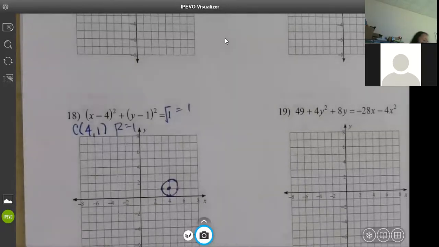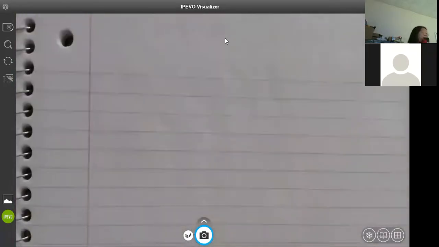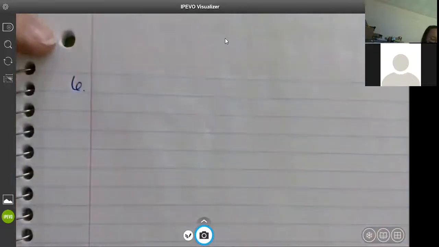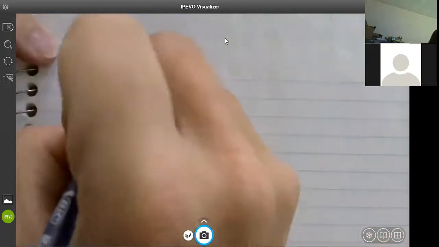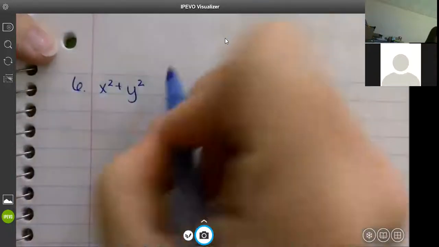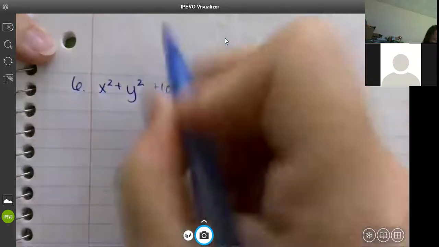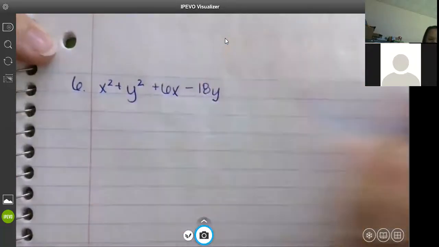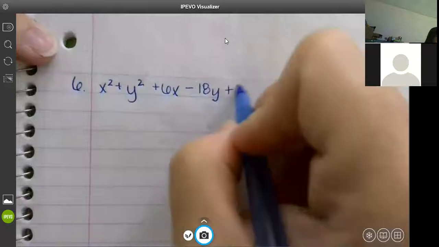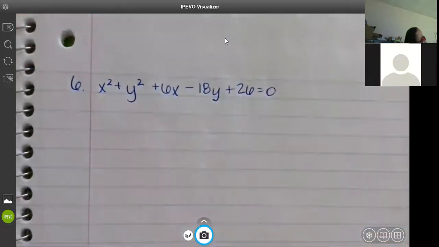Okay. So we're going to go back to the first page and we're going to look at how to write this. The very first thing you have is standard form, and this is not in standard form. It's a jumbled mess. So on number 6, x squared plus y squared, you do not have to write this down because it's the problem on your paper, plus 6x minus 18y plus 26. Is everybody good? Y'all tell me if I write something wrong.